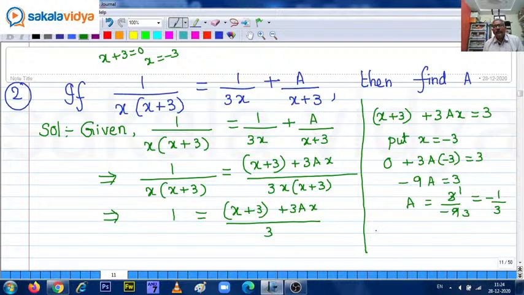So therefore, what is the value of A? Yes, negative 1 by 3. Negative 1 upon 3. A value has been evaluated.